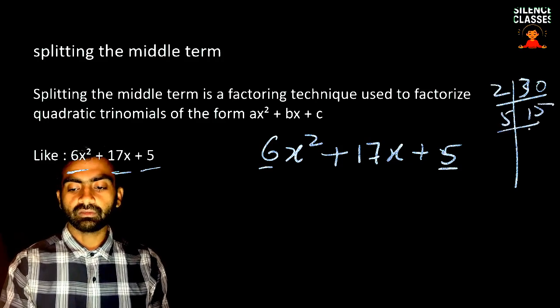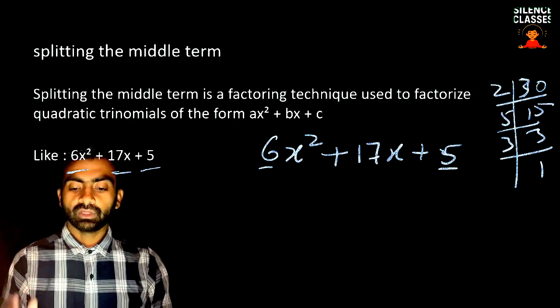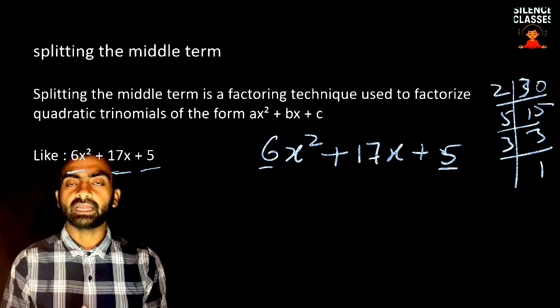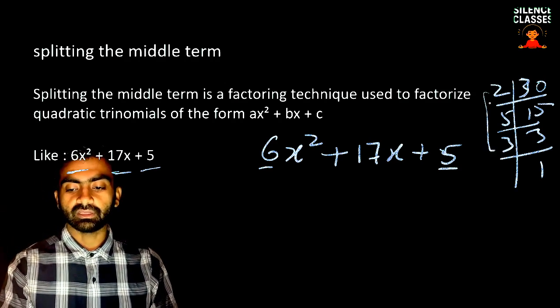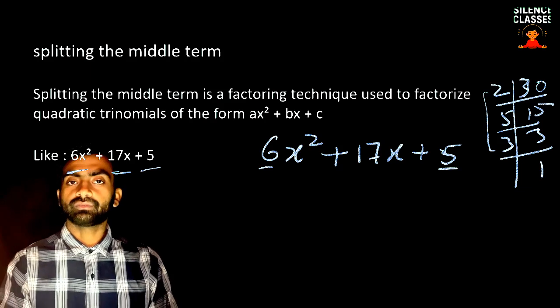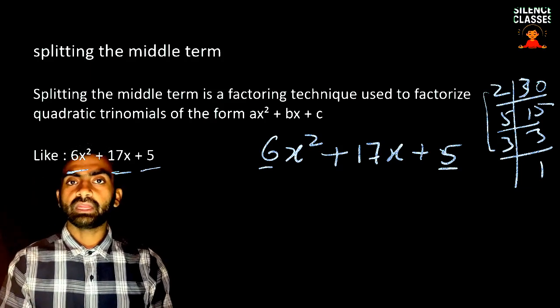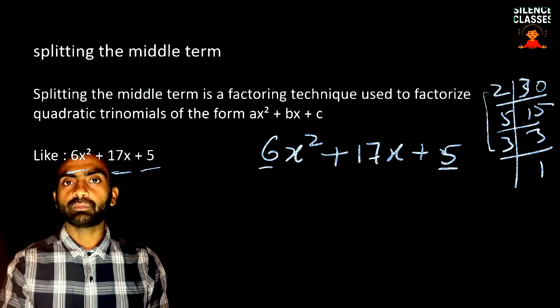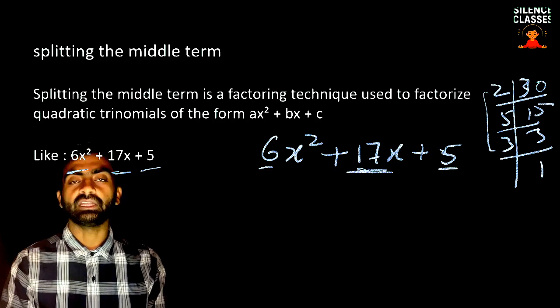15s are, 5 3s are and 3 1s are. So we will get 2 into 5 into 3. Now you have to check that whenever you multiply these terms, or we can say these factors of 30, you will get 30. And whenever you add, you have to put the value in this particular manner that whenever you add these, you will get 17.